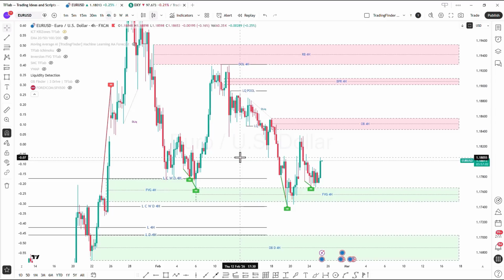Good day! Daily analysis of EURUSD for February 25th. Yesterday, it was expected that the price would move upward, and it was supposed to collect liquidity on the buy side. But it entered a consolidation.